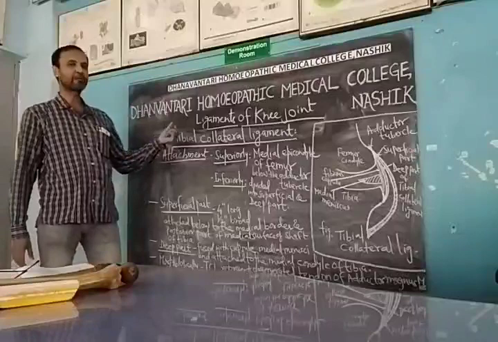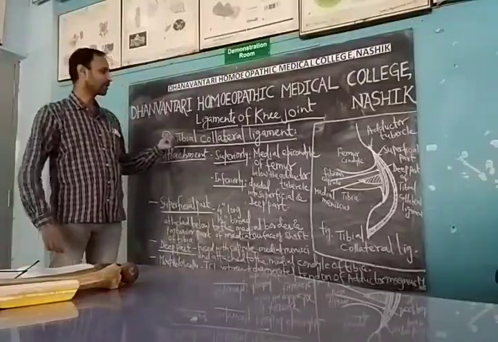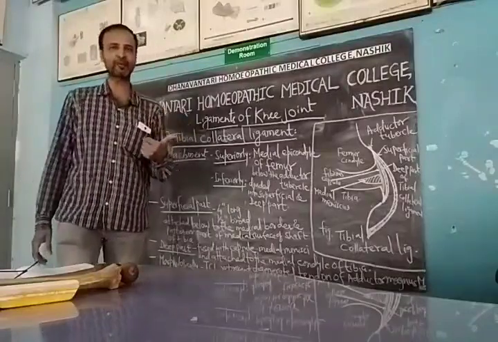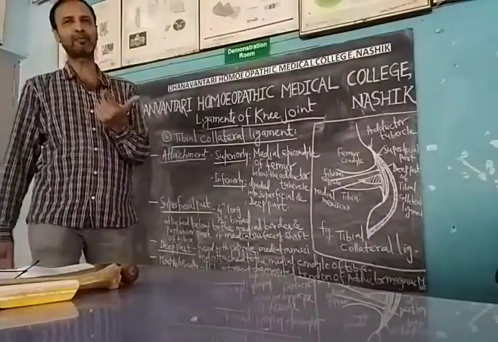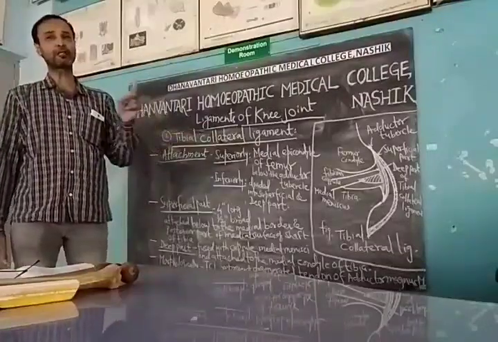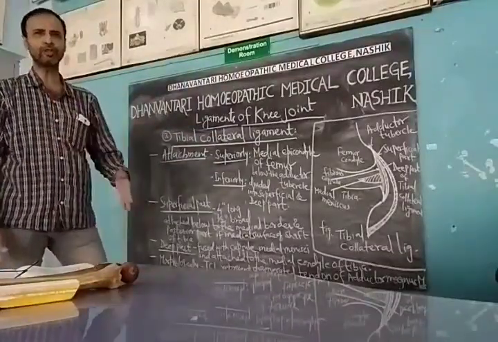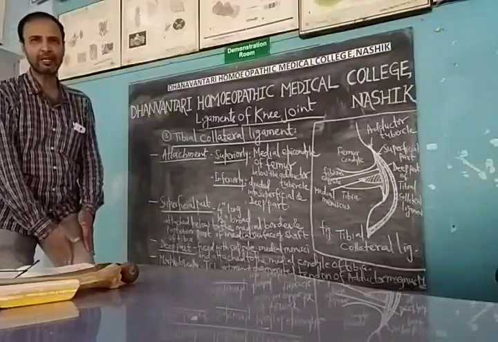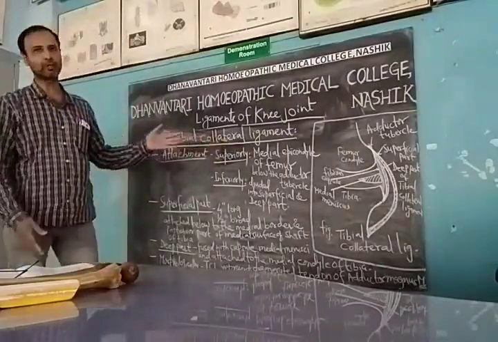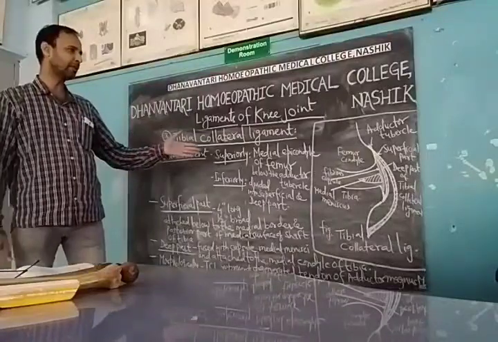Now the third ligament we are going to learn about is the tibial collateral ligament. Two we have already learned: the fibrous capsule and the ligamentum patellae. The tibial collateral ligament is also called the medial collateral ligament because it is on the medial side, between the femur and the tibia. As it is attached to the tibia, it is called the tibial collateral ligament.